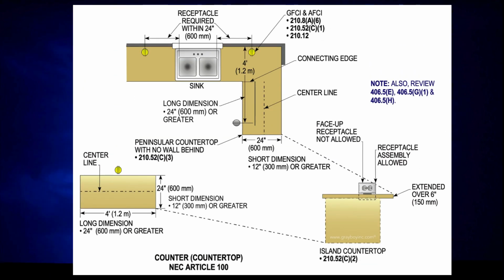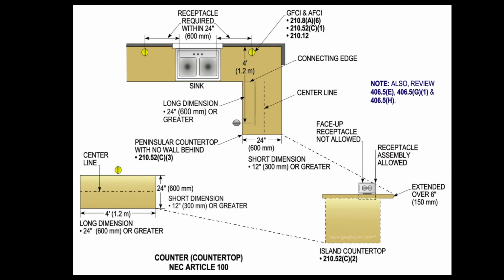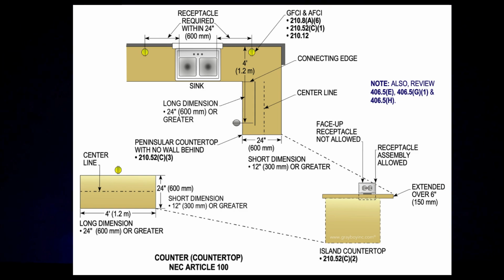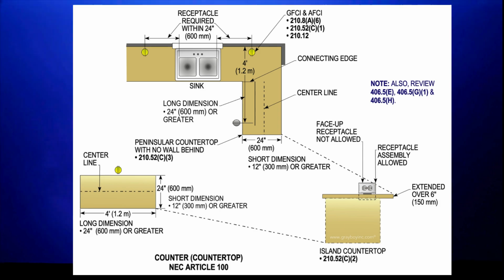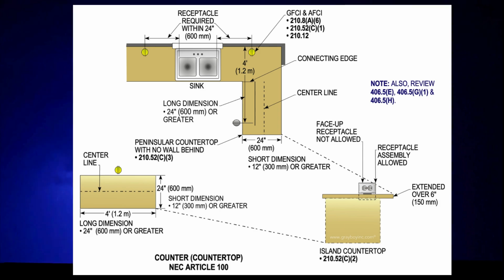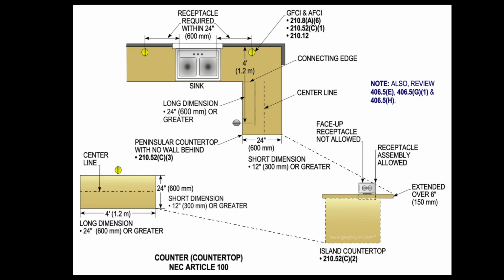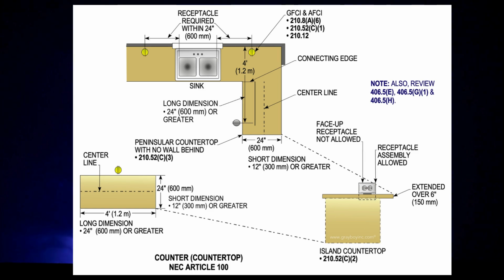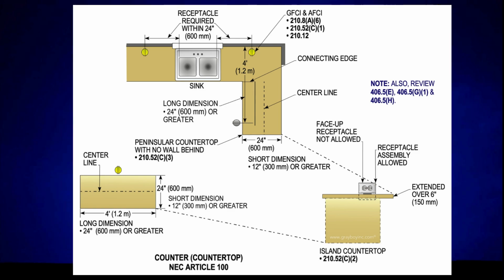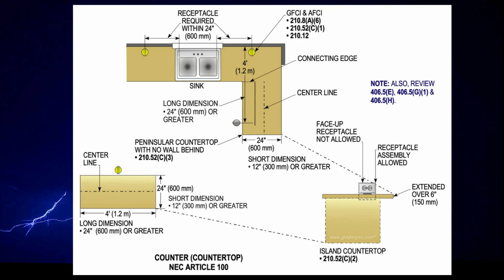A new definition has been added to clarify the difference between a countertop and a work surface where these two terms are used. The main difference between these two types of surfaces is primarily associated with the amount of spillage they may be exposed to. The new definition and informational notes clarify and provide direction for users of the National Electrical Code to the standards that aid in the proper application of receptacles in these locations.